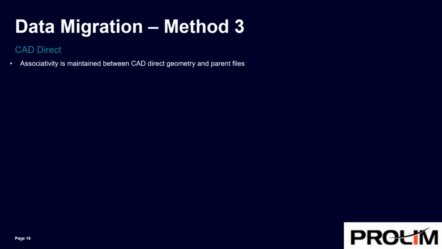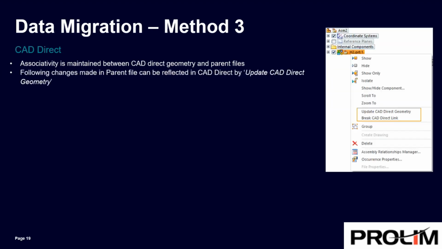So again, associativity is maintained between the CAD Direct geometry and the parent files. If changes are made to that parent file, they are reflected in the CAD Direct by using the update CAD Direct geometry. It doesn't give you an instantaneous notification that there's been a change to the source file, but you do have a little indicator in the Pathfinder of that CAD Direct feature that there is an update available if you wish to use it.